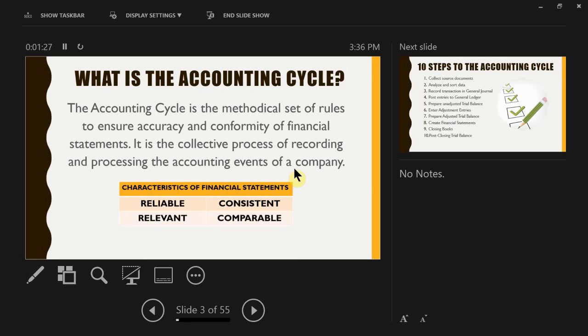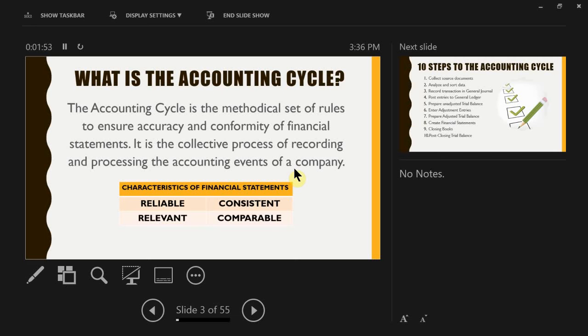When we complete the trial balance, our main goal is to make sure that my debits match my credits. My financial statements ensure my profitability, but they also ensure that my assets equal my liabilities and my equity. So overall, it's a collective process of collecting everything, recording, and processing it through the accounting cycle.